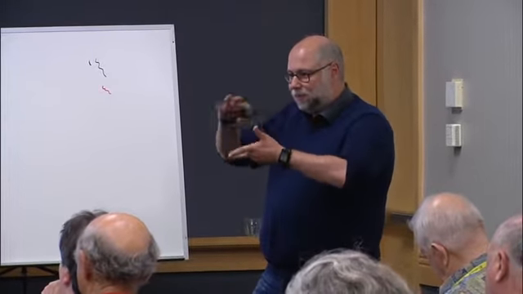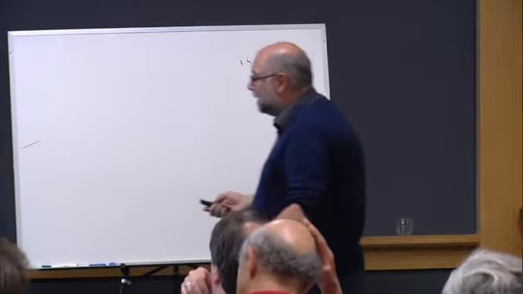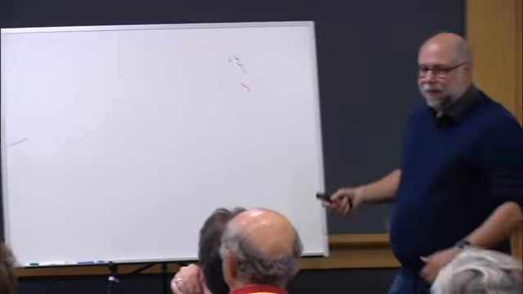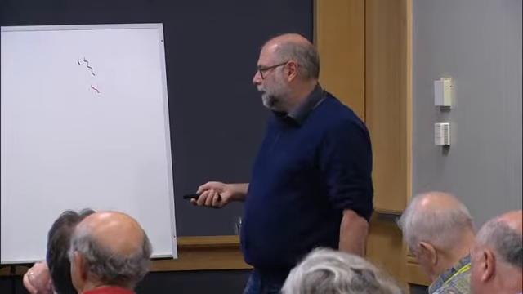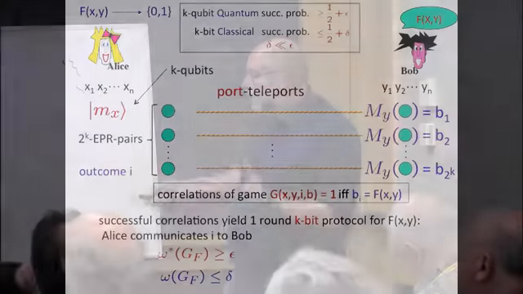So this sort of port-based teleportation allows you to produce a non-local game that cannot be won classically. So if you work it out, you see that the quantum value of the game is at least epsilon, and the classical value is at most delta.